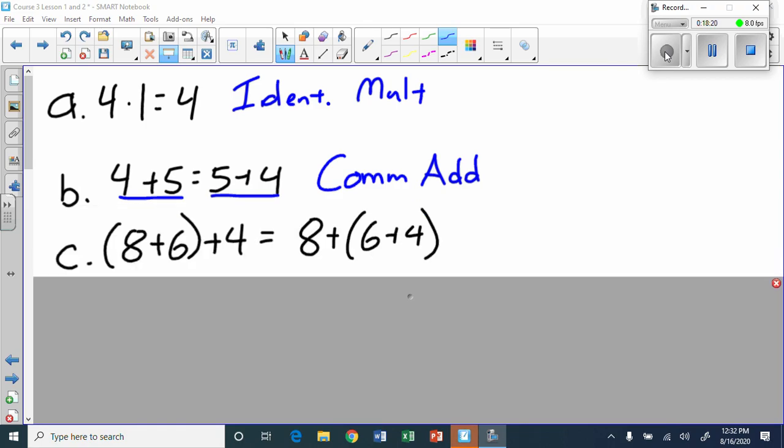Looking at the next one, 8 plus 6 is in parentheses. That'd be quantity 8 plus 6, plus 4, equals 8, plus quantity 6 plus 4. The order does not change. So the next thing I look at is my grouping. Here's an 8 plus 6. Here's a 6 plus 4. The groupings are my associations. So the associative property of addition.